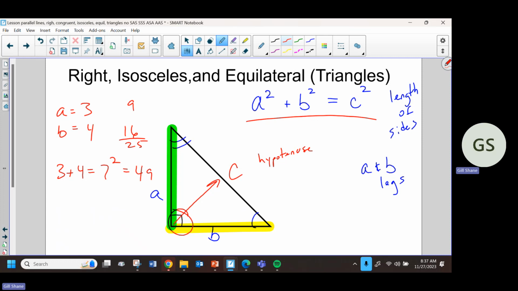And again, that's just order of operations: exponents come before addition.